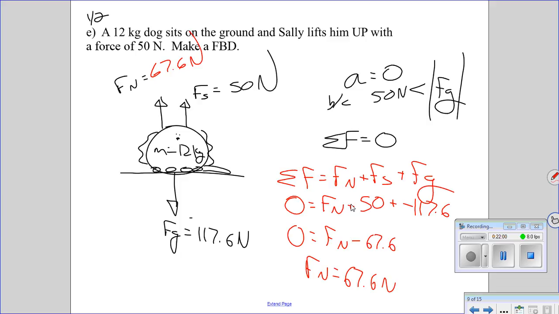Does that make sense, you guys? So the math here is not difficult. It's the logic of realizing, oh, wait a minute, that's not going to lift the dog. Oh, that means the acceleration is going to be 0. Oh, that means the net force is 0. Oh, that means that the normal force has to be 67. Cool? All right. Any problems up through E.5?